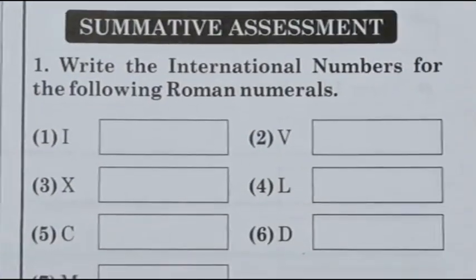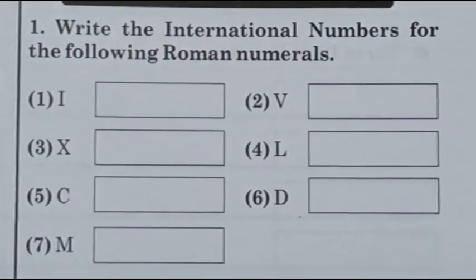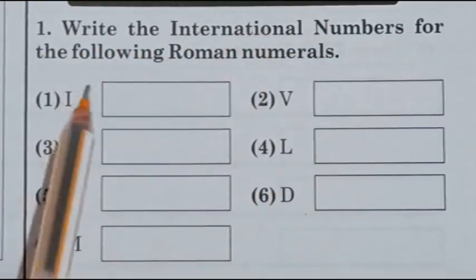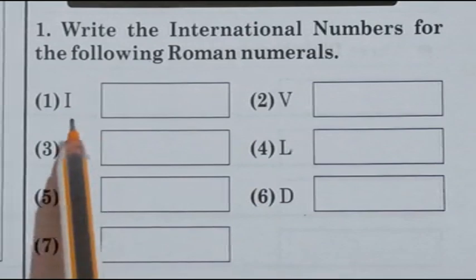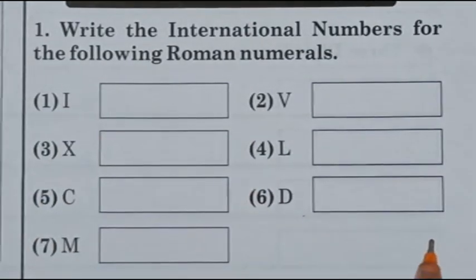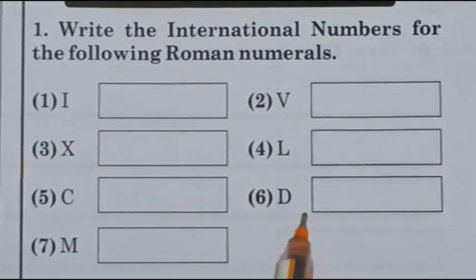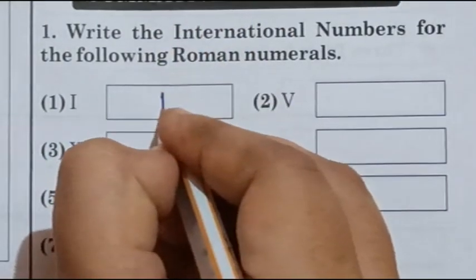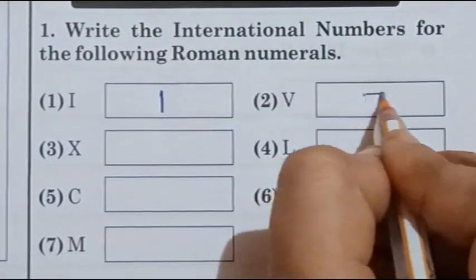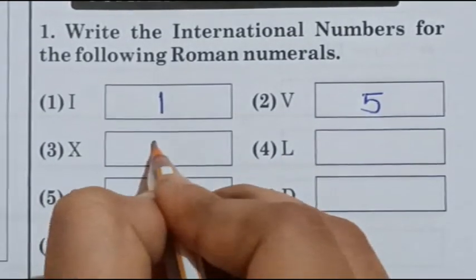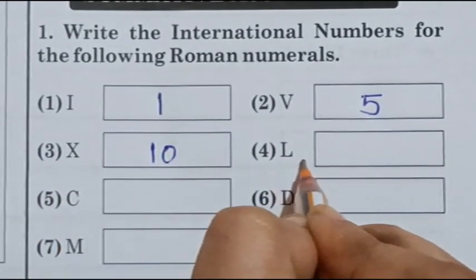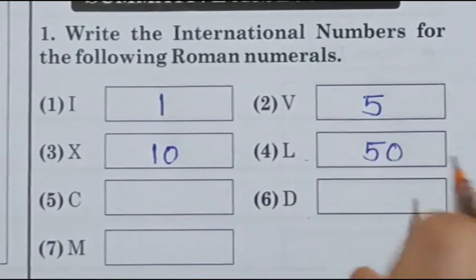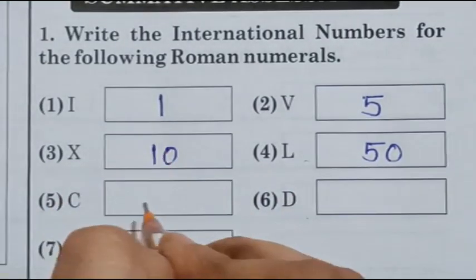Okay. The next question, that is summative assessment. Question number 1. Write the international numbers for the following Roman numerals. So again they have given the Roman numbers. You are supposed to write the international numbers. Okay. So for I it is 1. For V it is 5. X it is 10. Now what is the L? I had explained you all the last one. L is 50. C is 100.